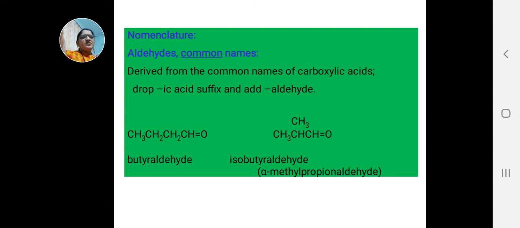Another common name of this compound is alpha methyl propionaldehyde. That means in the straight chain it contains 3 carbon atoms. Hence it is a derivative of propionaldehyde, and on the second carbon atom, that means the alpha carbon atom, one methyl group is attached. Hence the name of this compound becomes alpha methyl propionaldehyde.